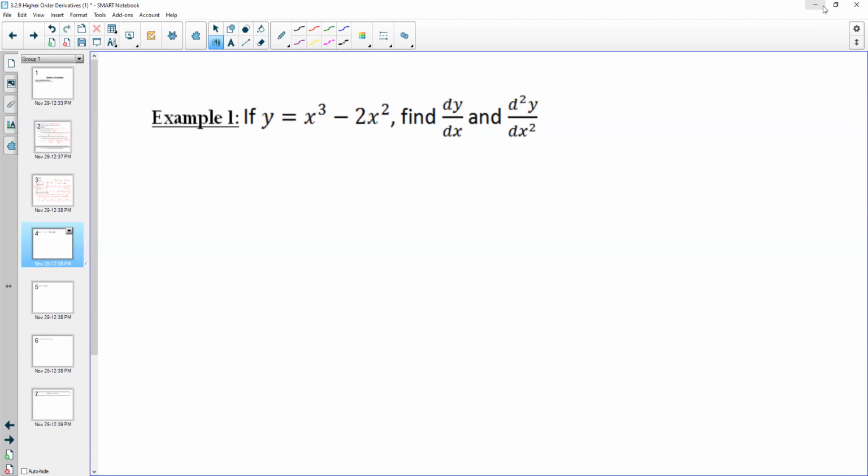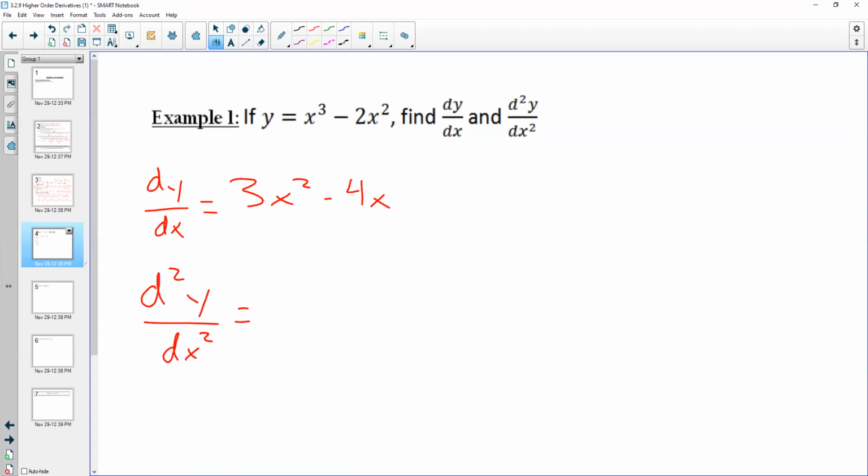So we have just our regular function, so we'll find dy over dx. If you wanted to say y prime instead, that's fine. So the derivative of y with respect to x would just be 3x squared minus 4x. All good? Okay, so then we will just differentiate this a second time. So this will become 6x minus 4.